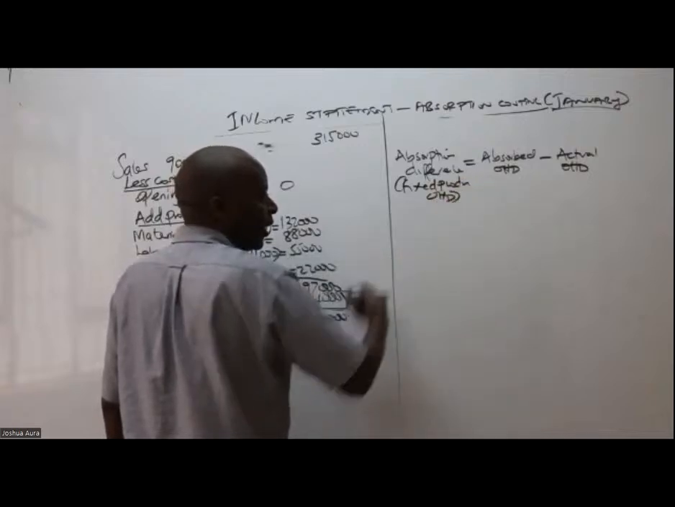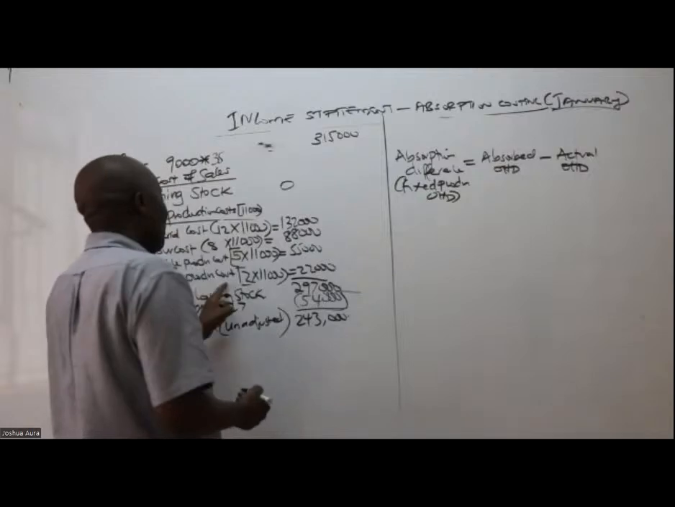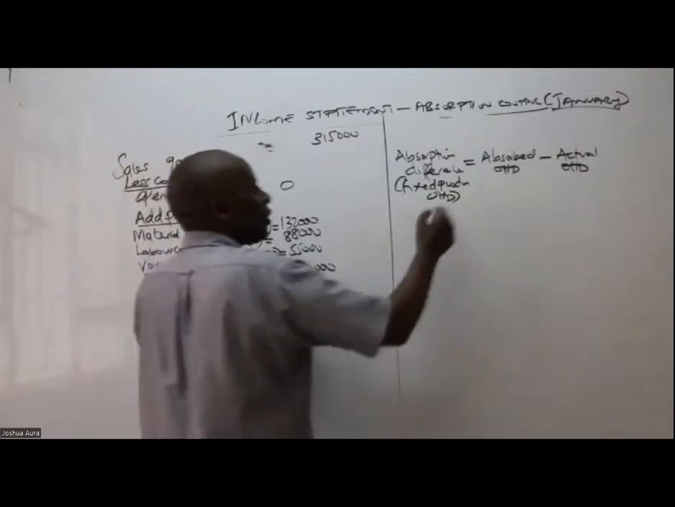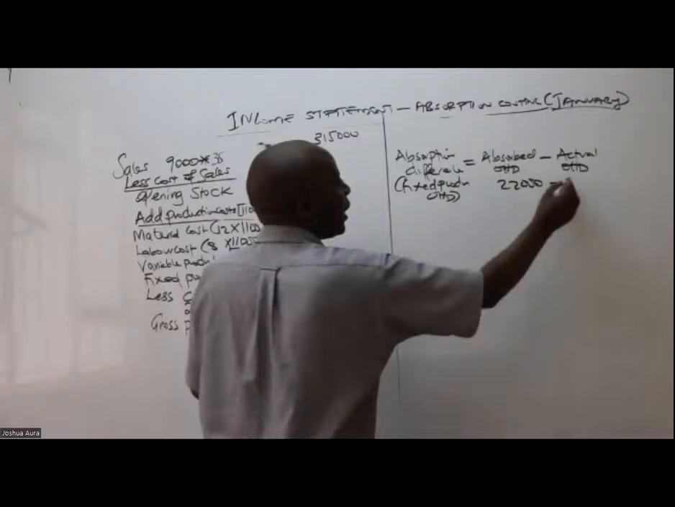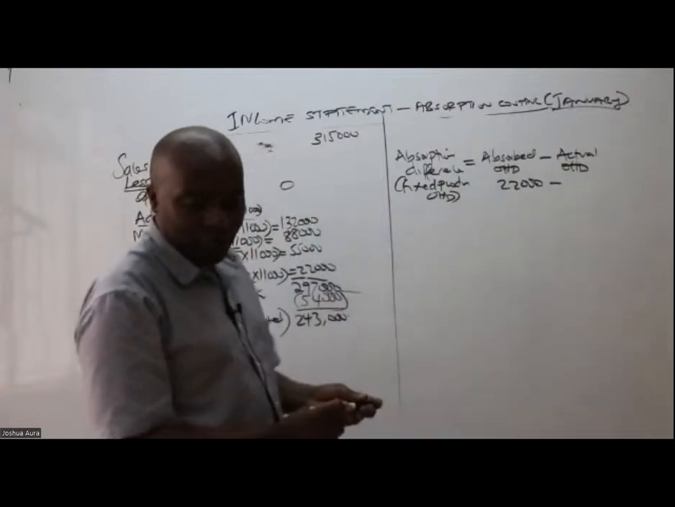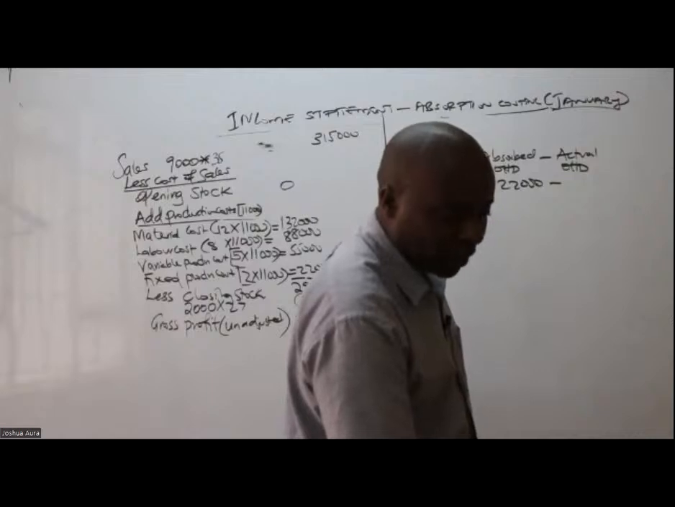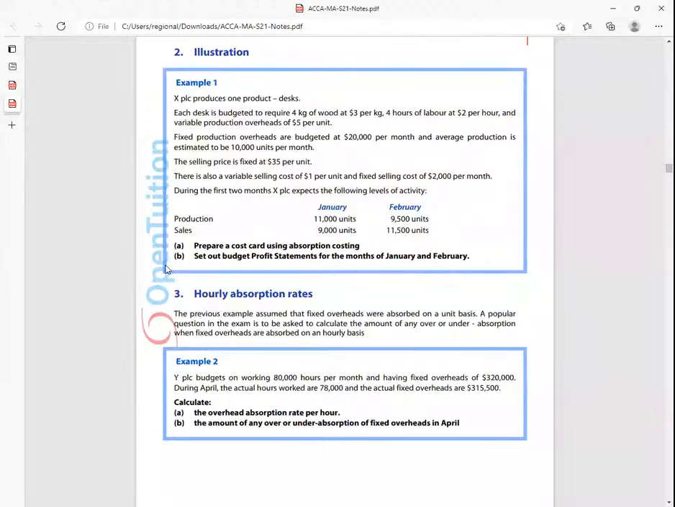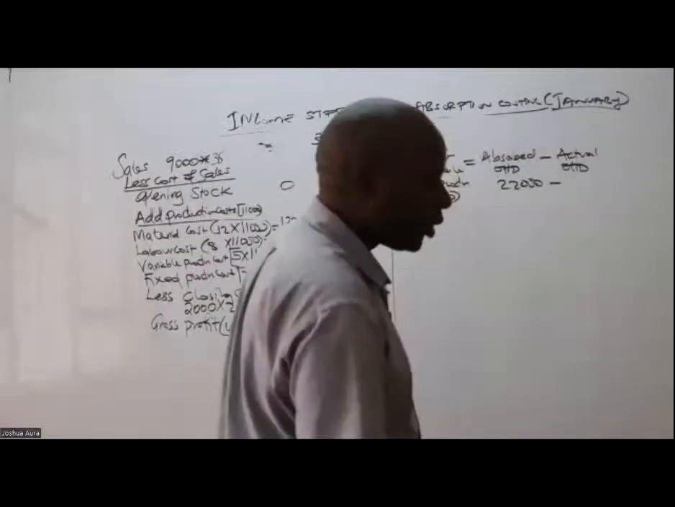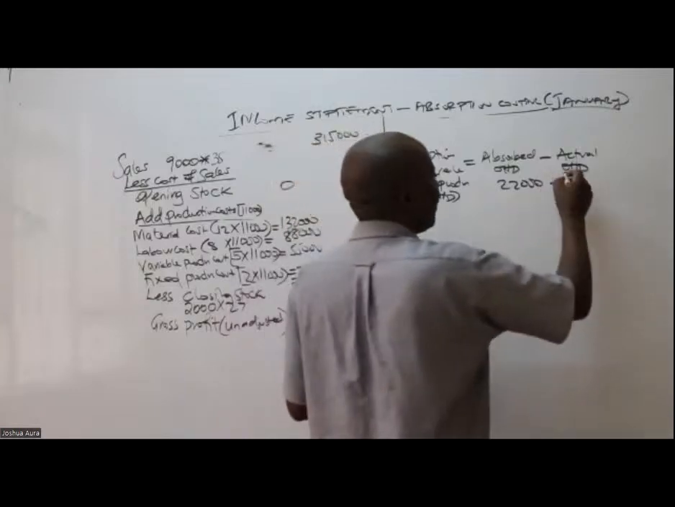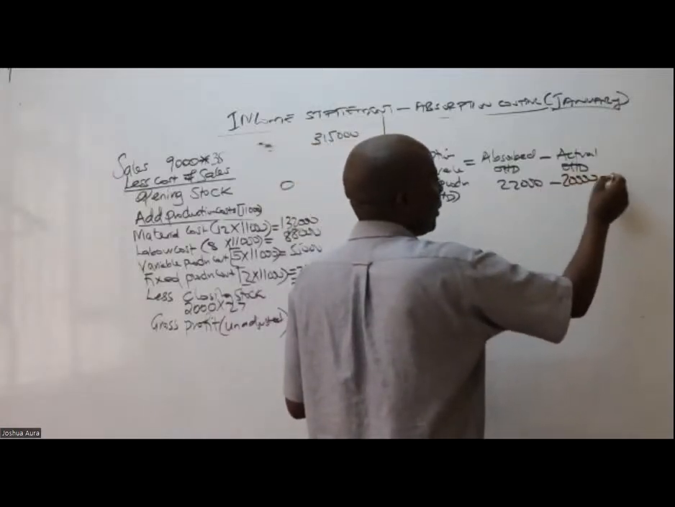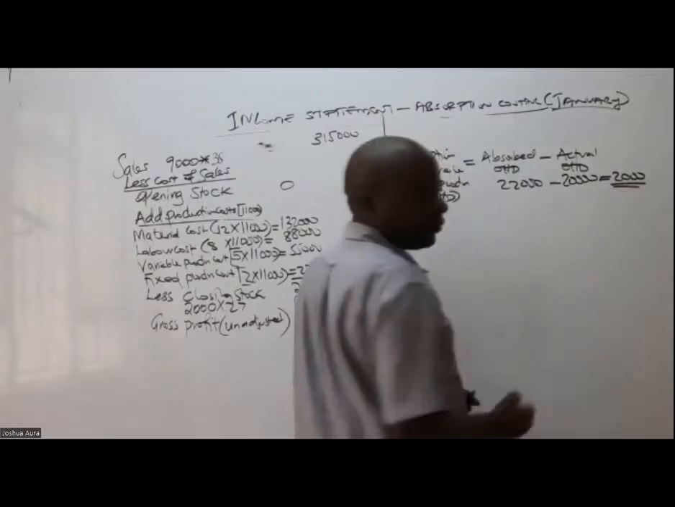Into my production, I absorbed, remember this is in terms of fixed production overhead only. So you can see here the fixed production overhead that we absorbed was 22,000. And when you check the budgeted overhead for a month, it is 20,000. So you take 22,000 minus 20,000. This gives us a difference of how much? A difference of 2,000 bob.